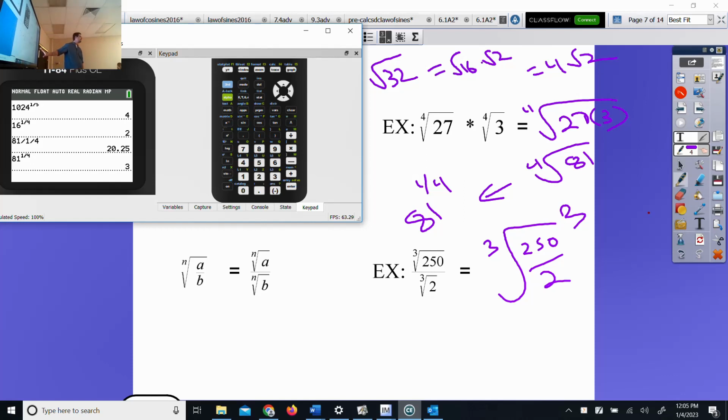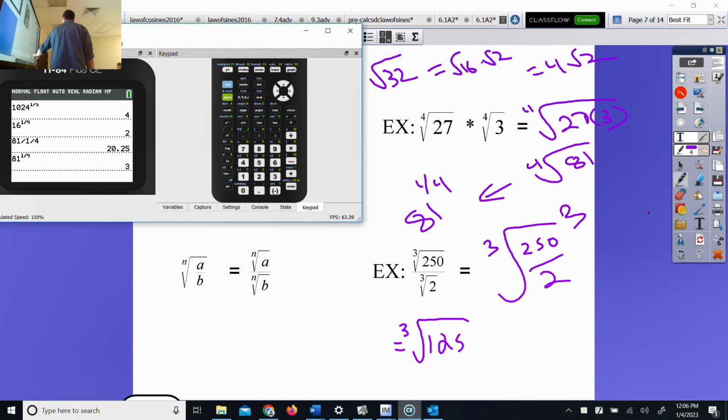I'm not going to lie, I don't write that down when I do this myself. But you guys need to see what's going on in my head. And then I can figure out what 250 over 2 is. What is it? 125. That is something that everybody that takes me should be able to know. Because I have asked you to memorize your cubes. What is the cubic root of 125?